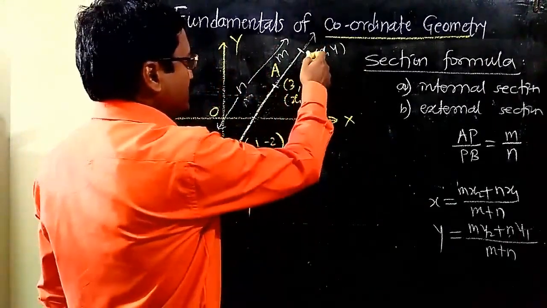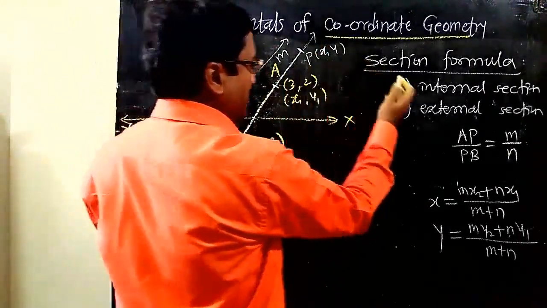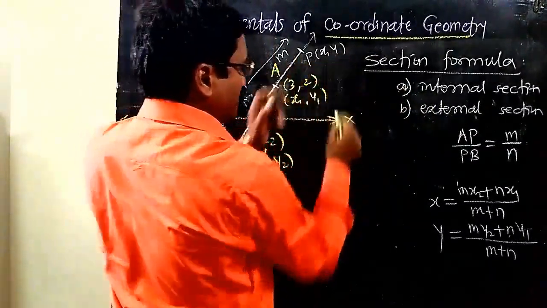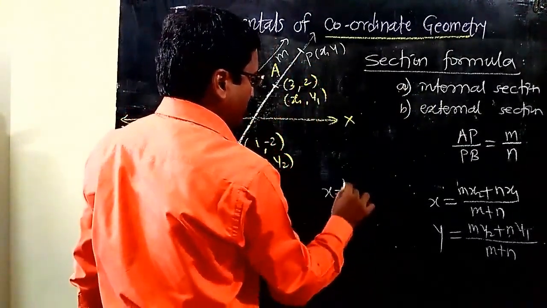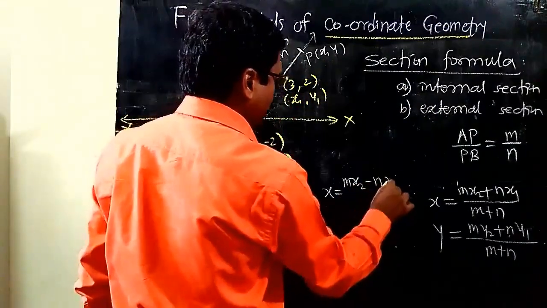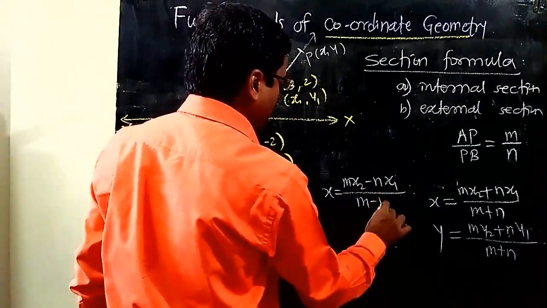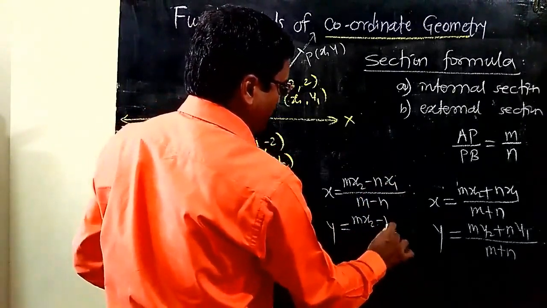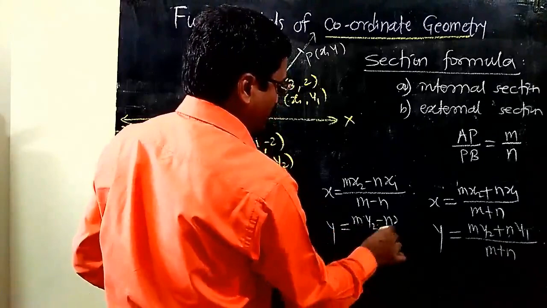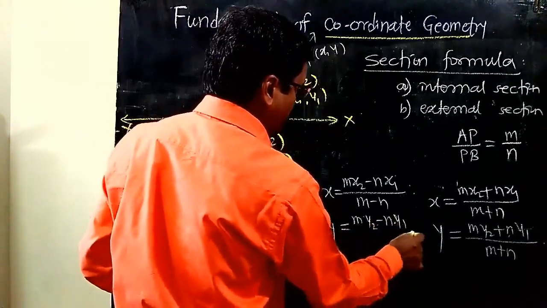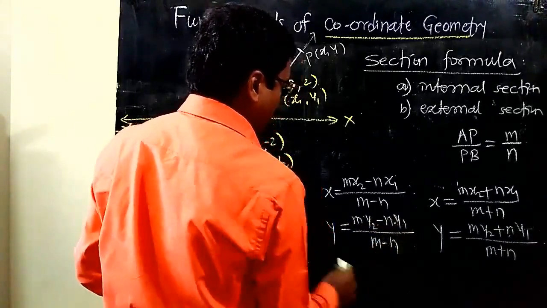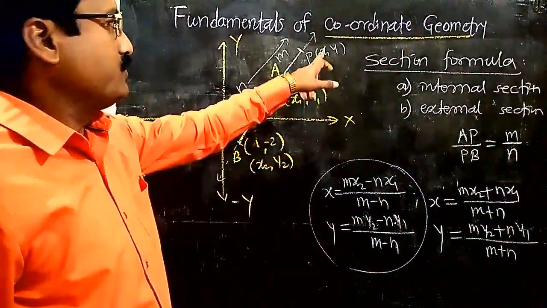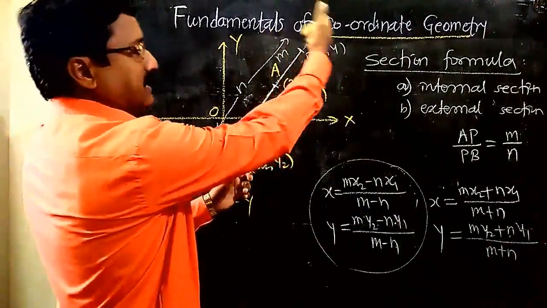And if the point is outside the segment, then by the external section formula, the x coordinate of this point will be m x2 minus n x1 upon m minus n, and the y coordinate can be found using the formula m y2 minus n y1 upon m minus n. So these are the two formulas to find the x and y coordinates of point P which divides segment AB externally.